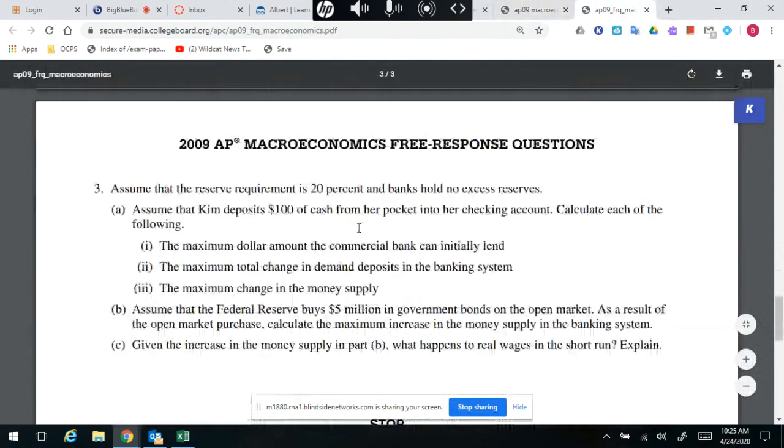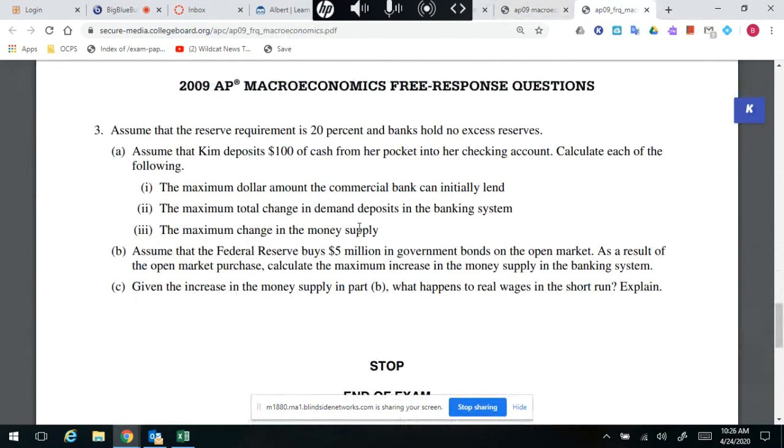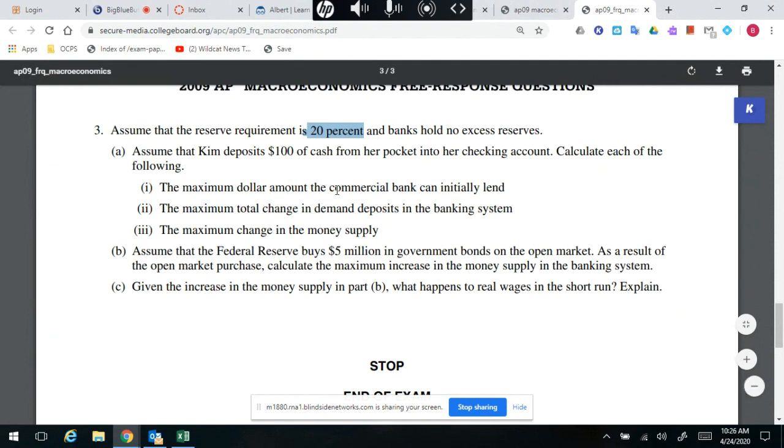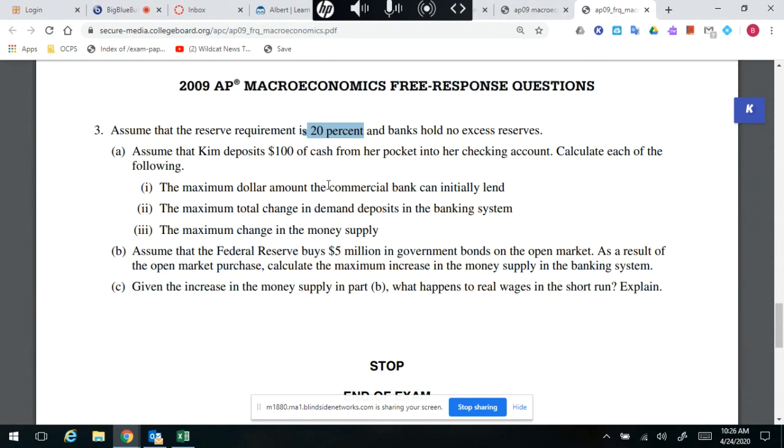Looking at the banking system question here, number 3. Assume that the reserve requirement is 20% and banks hold no excess reserves. Assume that Kim deposits $100 of cash from her pocket into a checking account. Calculate each of the following. The maximum dollar amount the commercial bank can initially lend out. Okay, so not the banking system, but the commercial bank itself.